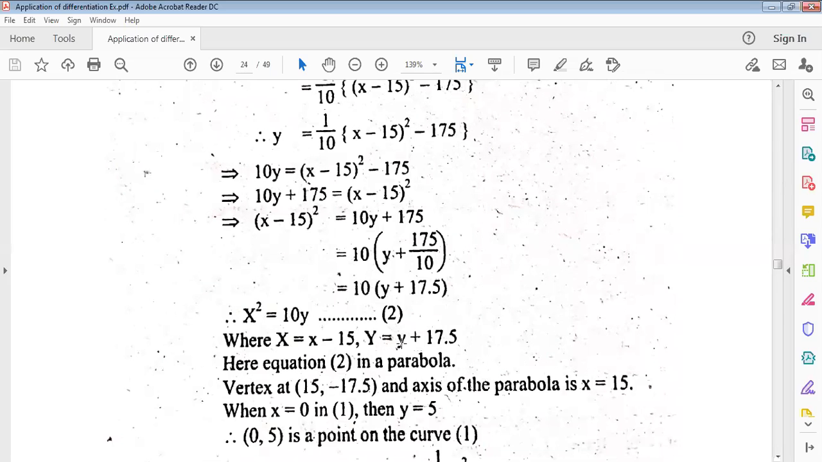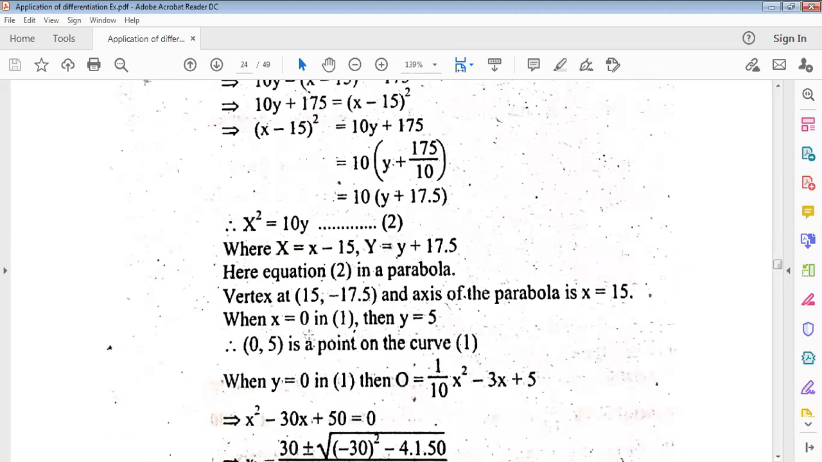Now equation 2 is a parabola where the vertex is 15, minus 17.5. The vertex is capital X equals 0, capital Y equals 0. Solving, capital X equals 0, then x equals 15. The vertex will be 15 and minus 17.5, and the axis of the parabola is x equals 15. Axis means capital X equals 0, which gives x minus 15 equals 0, so x equals 15 is the equation.